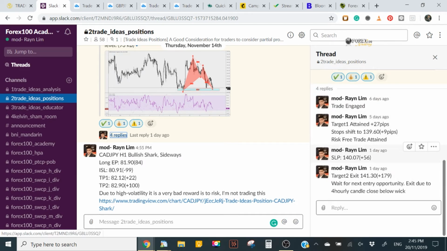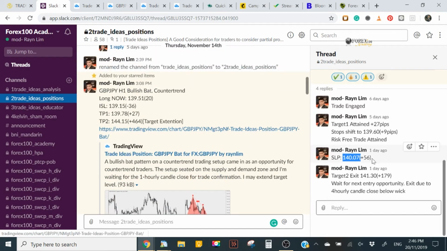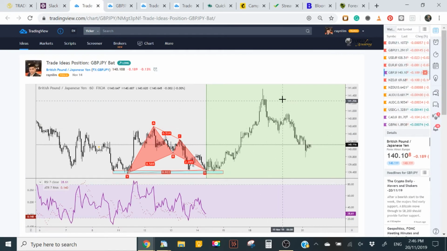Stop loss profit. So my worst case scenario after hit the first target profit, my worst case scenario if the market retrace and go against me, I earn 56 pips, still higher than my target 1. Target 2 exited at 141.30, earned 179 pips, waiting for next opportunity to enter due to 4-hour candle close below the wick. 141.30, where is it? Let's have a look.